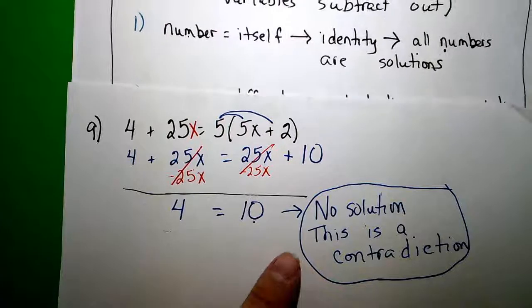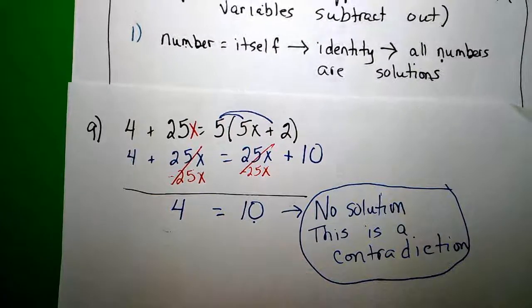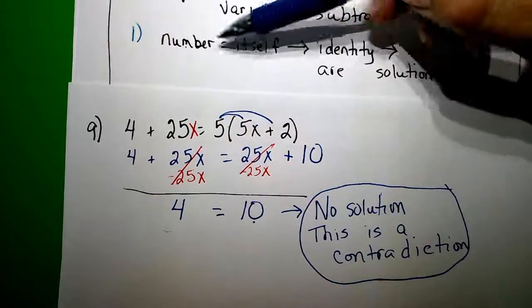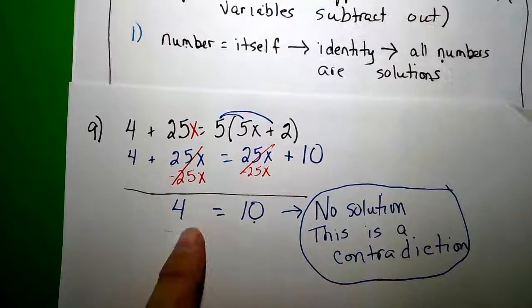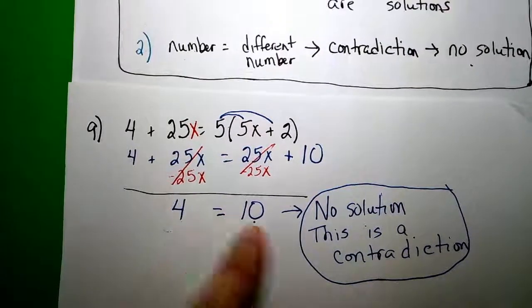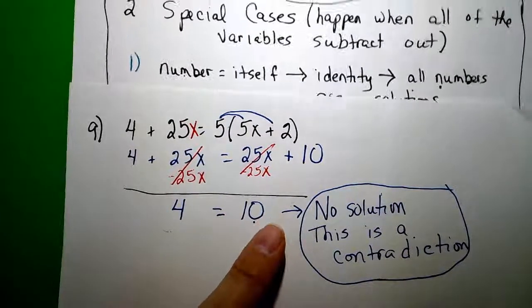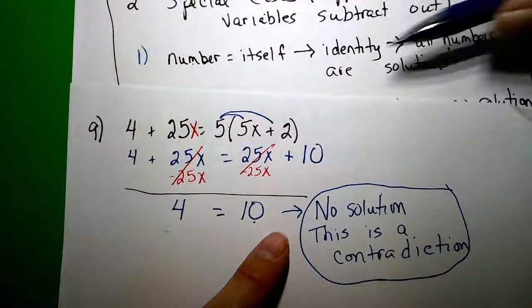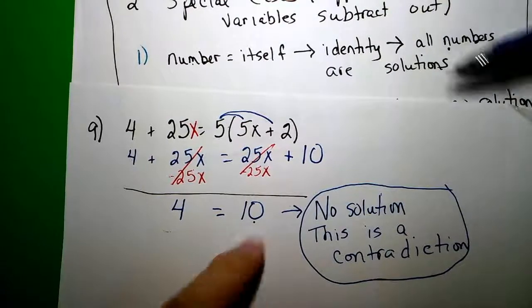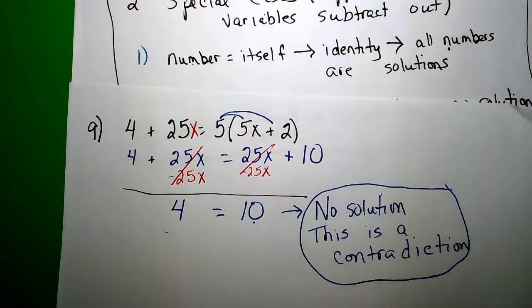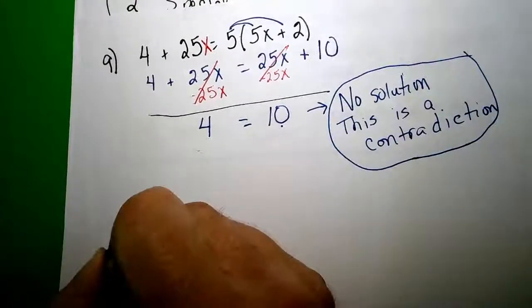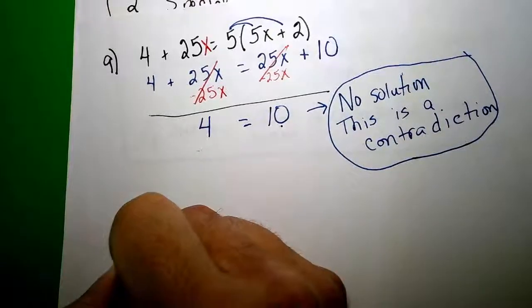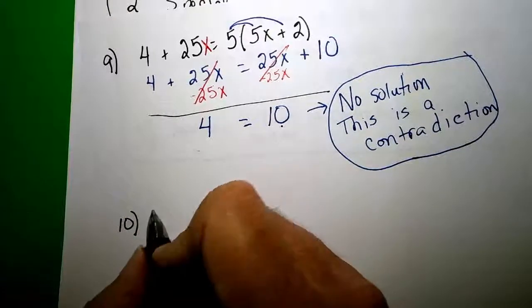We're going to do one more example, and I bet it's going to end up like this. A number equals itself. By that I mean if you had ended up with 4 equals 4, then your answer would have been, this is an identity. All numbers are solutions. This is the 10th problem. I'm going to do 10 examples today. And here's the 10th one.